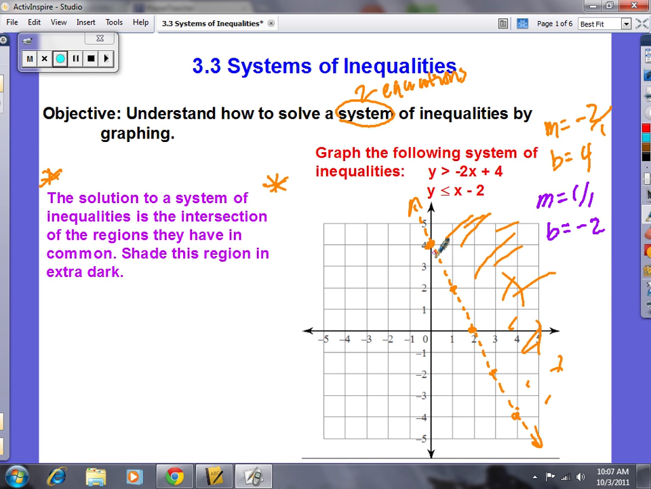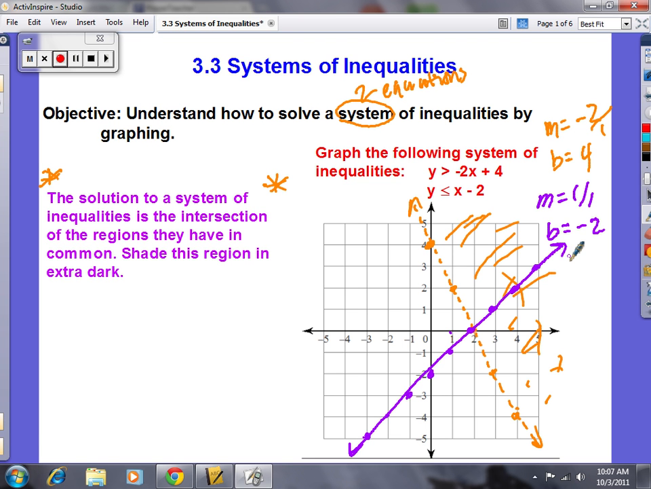So let's graph it. Start on your b, negative 2. Come down here, put a dot. And then let's use our slope 1 over 1. Up 1, over 1. Up 1, over 1. Down 1, left 1. Okay, this one, dotted line or solid line? Because it's less than or equal to, it's going to be a solid line.